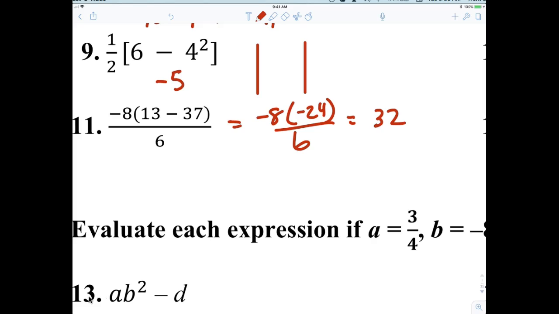Why does the 8 not have to be divided by 6? Because it's multiplication, not addition. If it was 8 plus 24 divided by 6, we would divide everything by 2. You wouldn't be able to do 24 divided by 6.